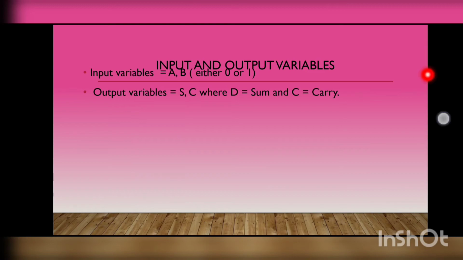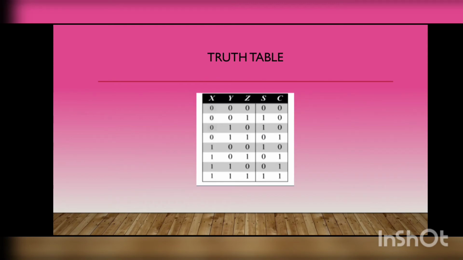Input and output variables. Input variables are A, B and carry-in, either 0 or 1. Output variables are S and C, where S is equal to sum and C is equal to carry. This is the truth table for full adder.